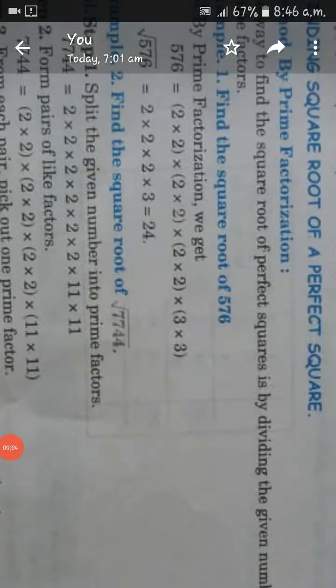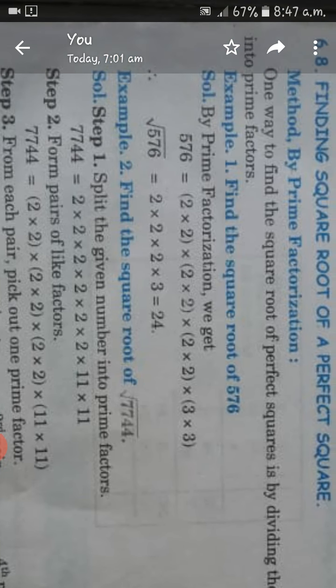Today we will learn about the method to find the square root of a perfect square number: first by prime factorization, and second by the long division method. So first of all, let us see how to find the square root of a number by prime factorization.